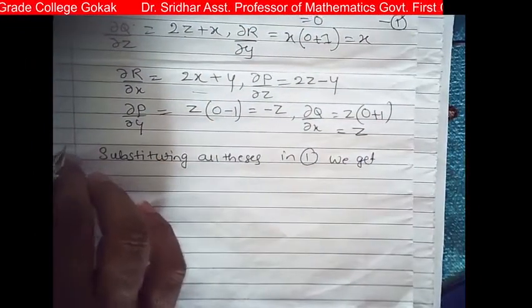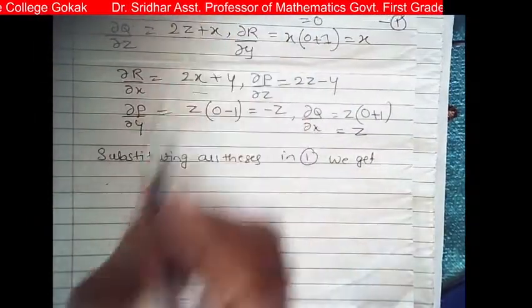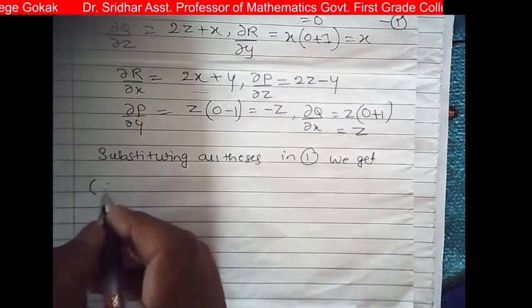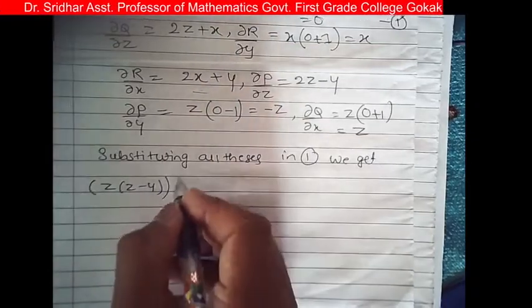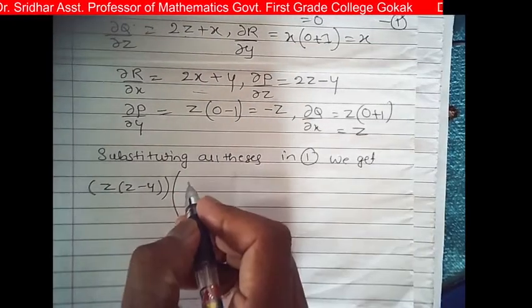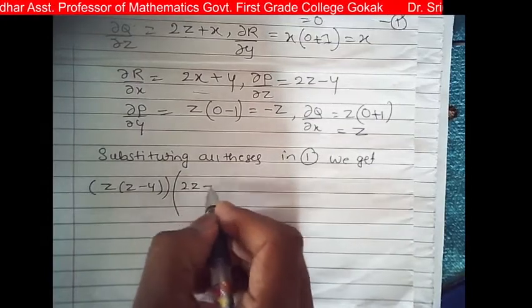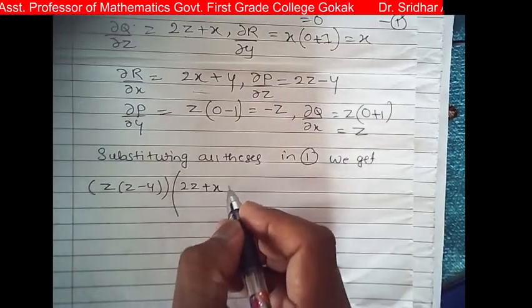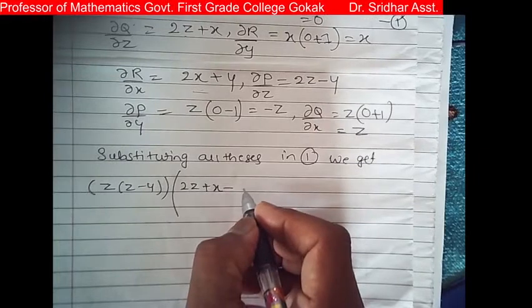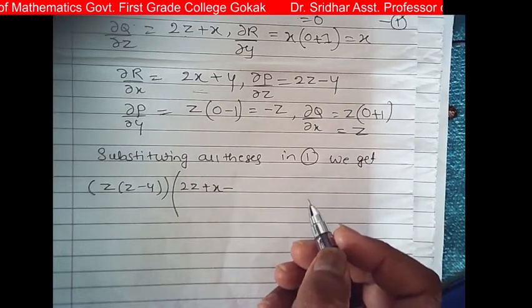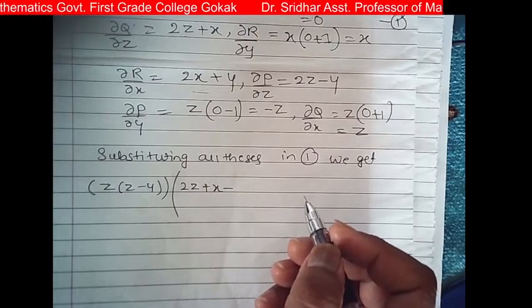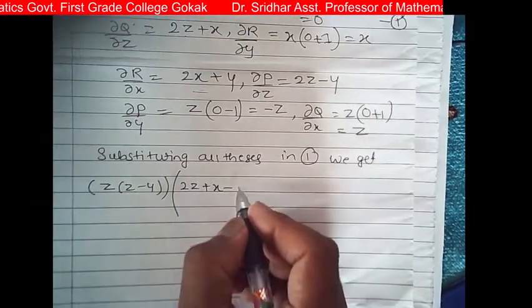So p into ∂q/∂z, p means z into (z minus y) into bracket ∂q/∂z, 2z plus x, minus ∂r/∂y. So ∂r/∂y is equal to x.